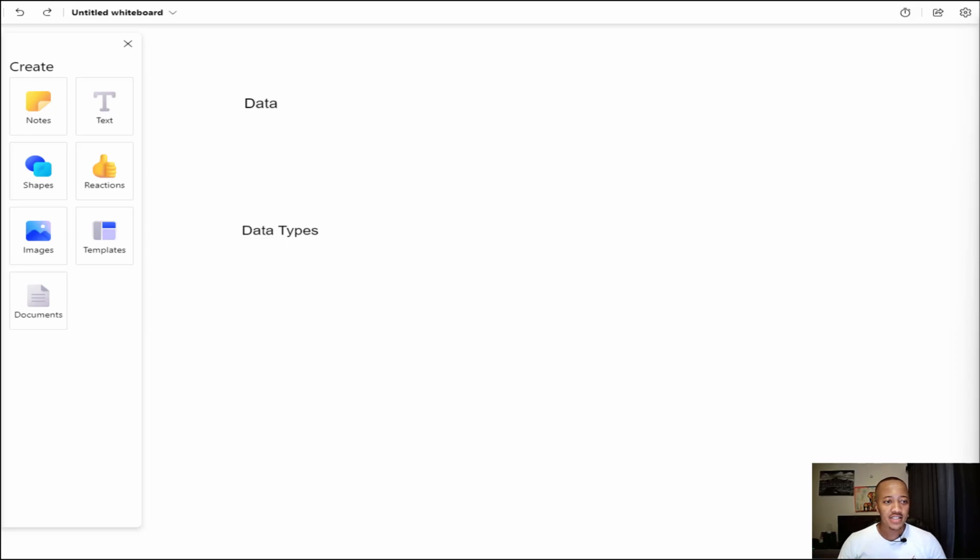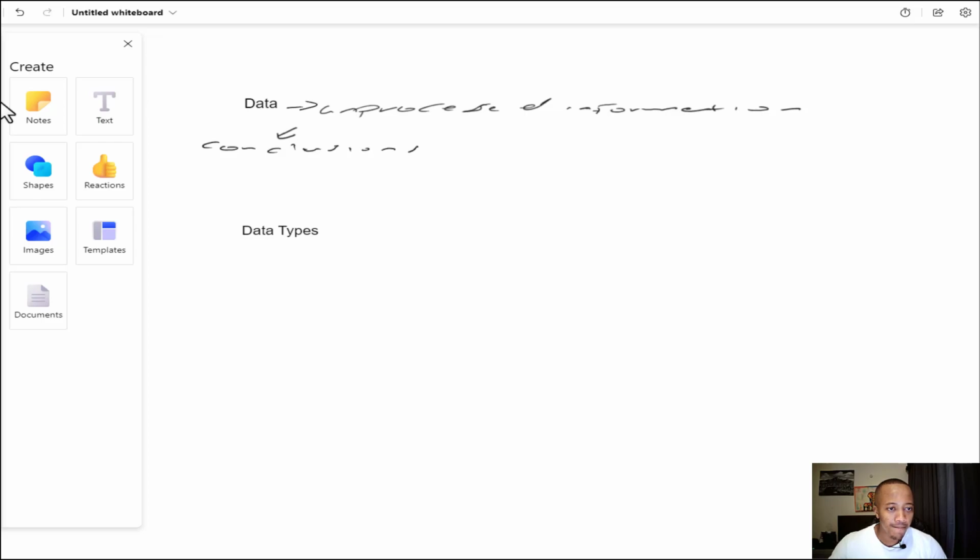Okay, so first things first, let's break down the terms. So what is data? Data refers to processed information. So data is basically unprocessed information. Why do we need that information? To draw up conclusions, or to make decisions.